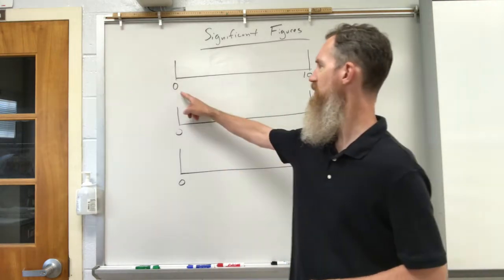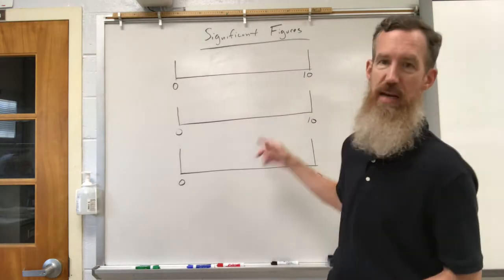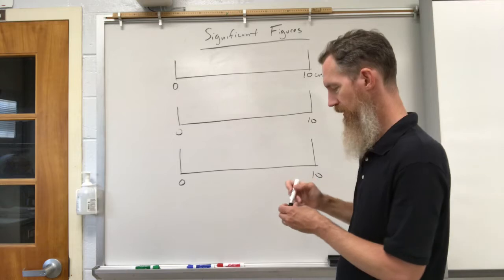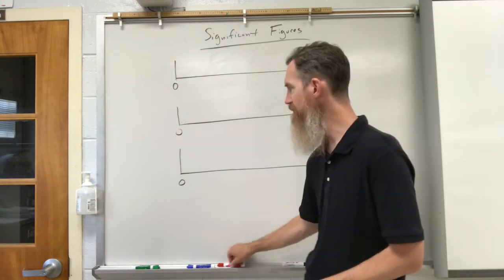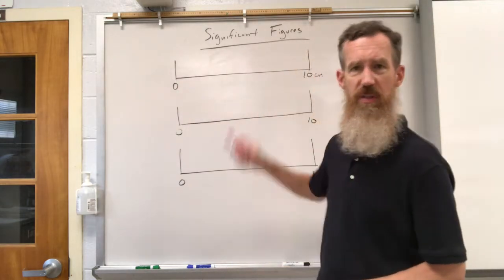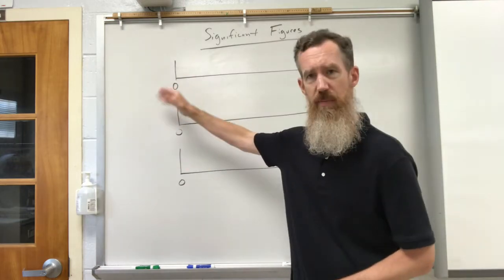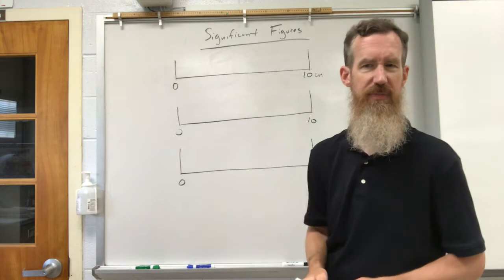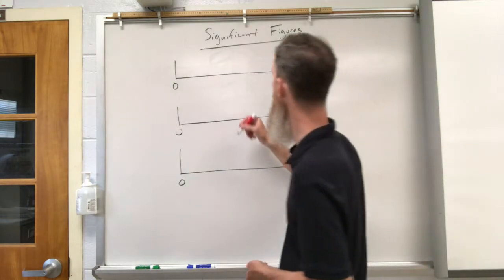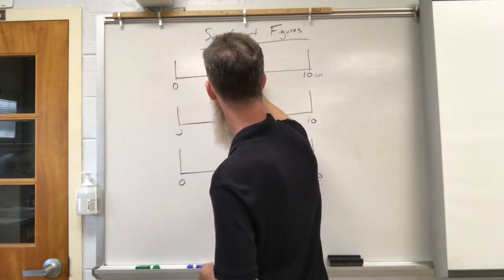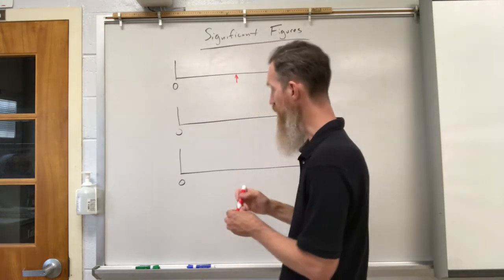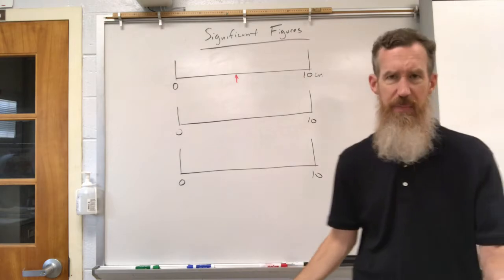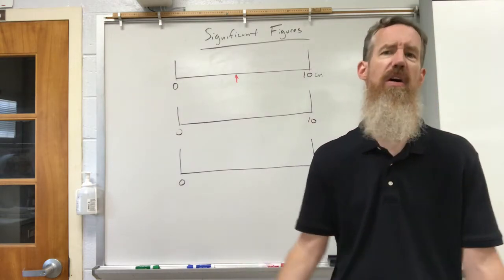Let's say this is from 0 to 10 centimeters. Let's say that these are the only markings on this ruler. We know 0 centimeters, we know 10 centimeters. We know no other marks or divisions in between, none. And let's say something is this long, from 0 to here. And I'm going to ask you, well, what's its measurement? How long is it?